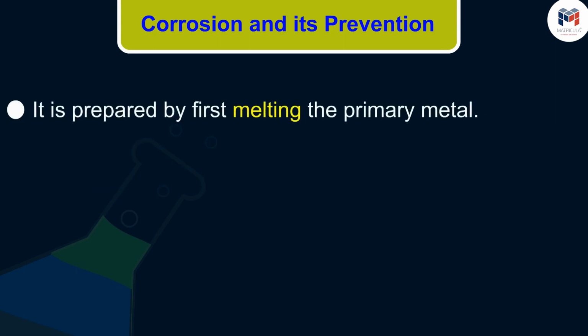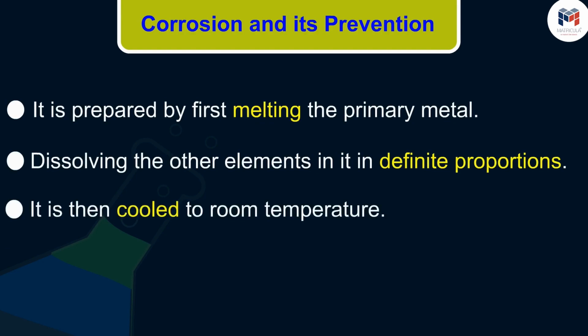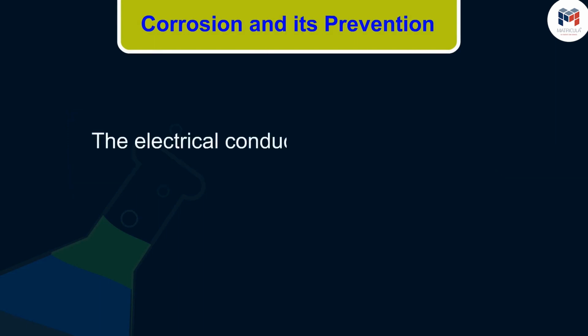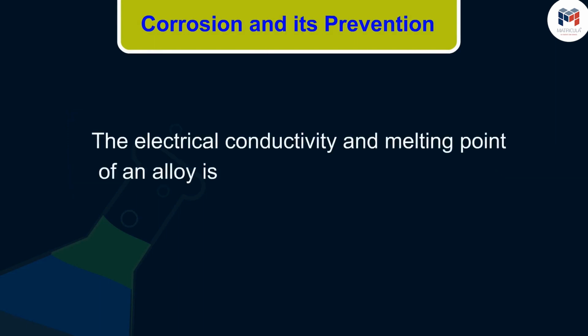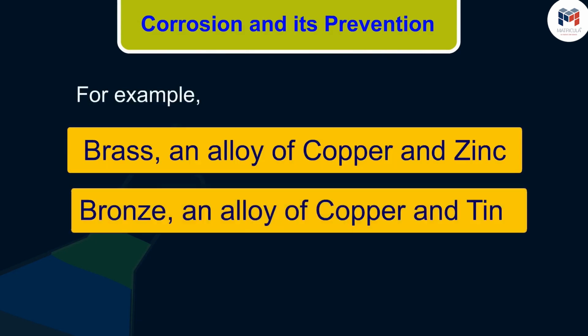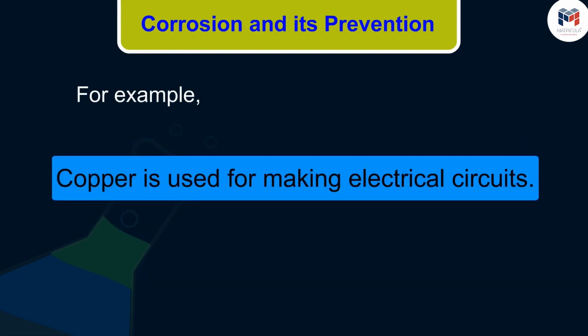It is prepared by first melting the primary metal and then dissolving the other elements in it in definite proportions. It is then cooled to room temperature. If one of the metals is mercury, then the alloy is known as amalgam. The electrical conductivity and melting point of an alloy is less than that of pure metals. For example, brass, an alloy of copper and zinc, and bronze, an alloy of copper and tin, are not good conductors of electricity, whereas copper is used for making electrical circuits.